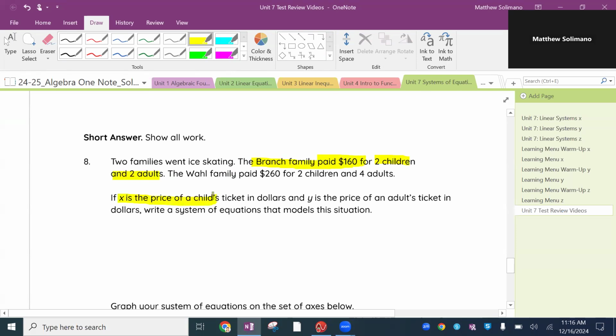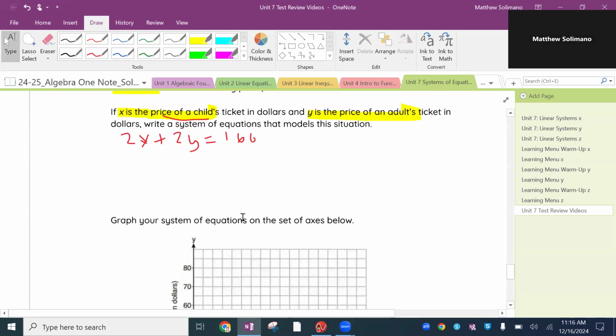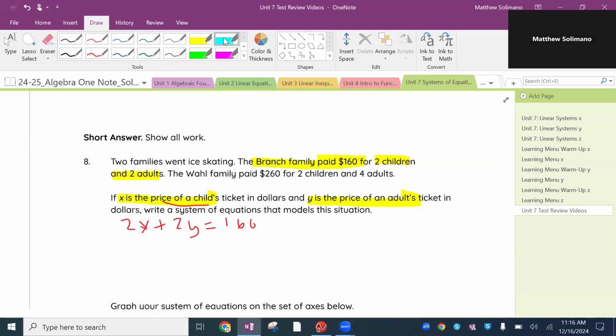And x is the price of child tickets. y is the price of adults. So that's good to see. So we're going to do a total of 160. So it's got to equal 160. And we're doing two children. So I'm going to do 2x because I said child is x right there, plus two adults, which is y, equals 160. And the other family, the Wall family, paid a total of 260 for 2 and 4.